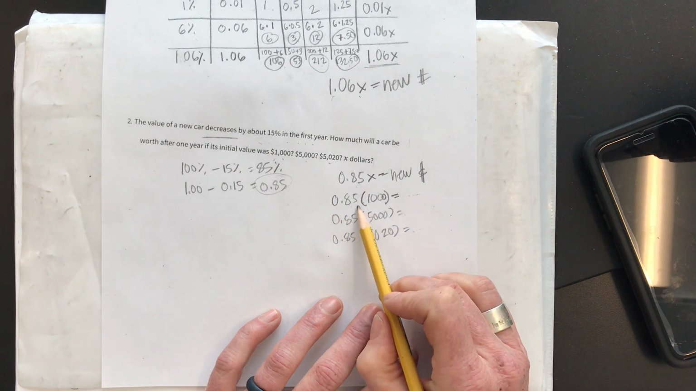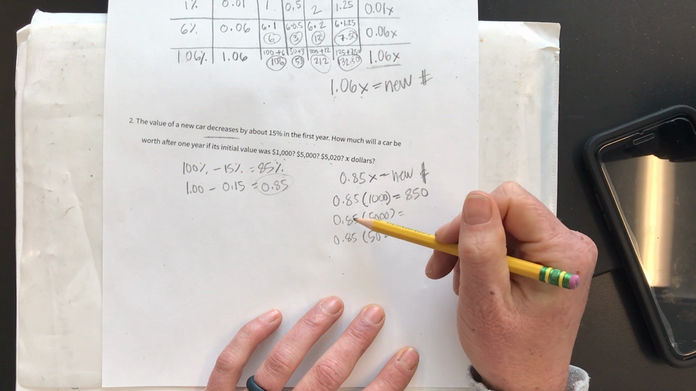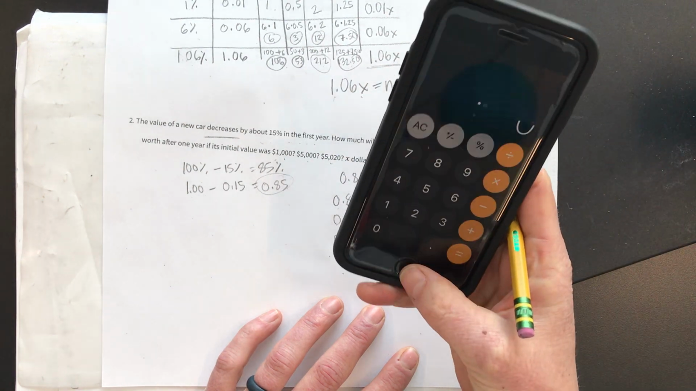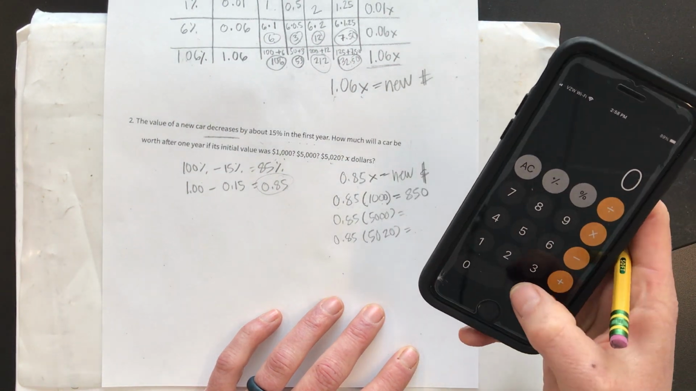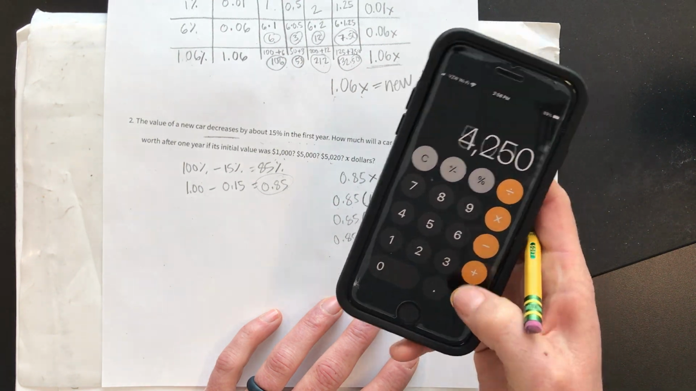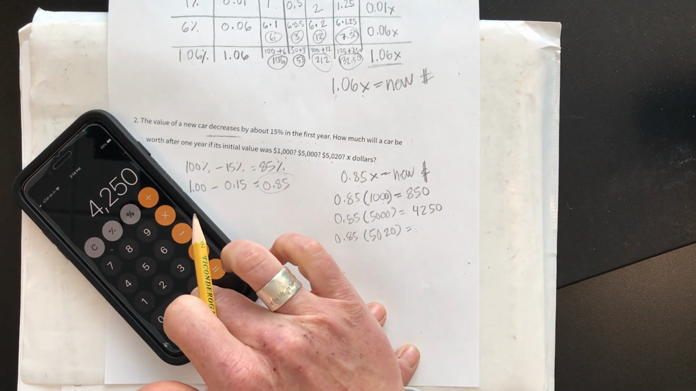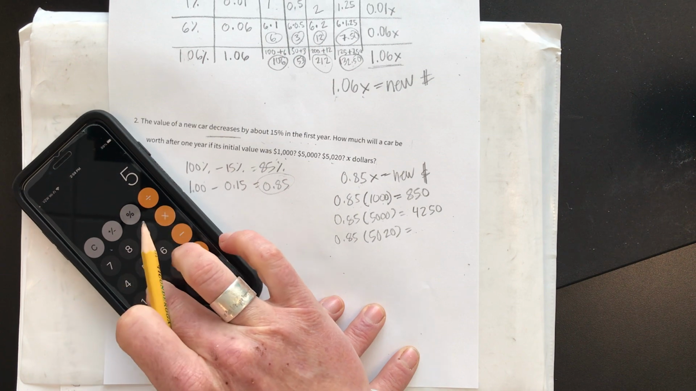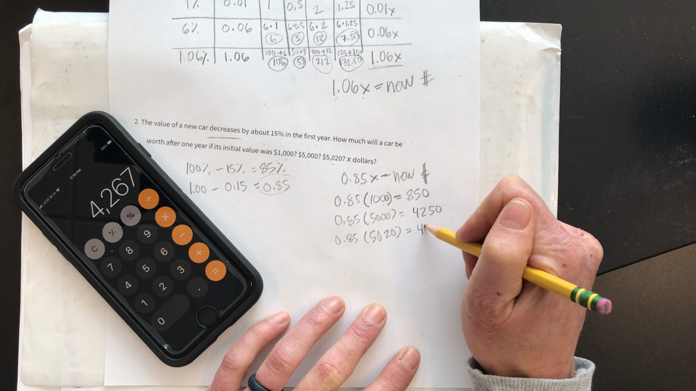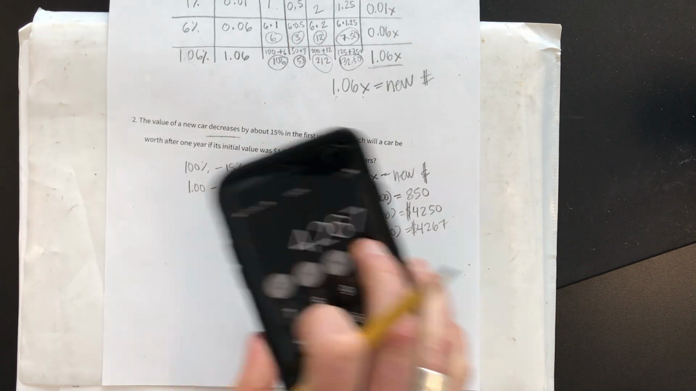And so 0.85 times 1,000, that's going to be 850. What am I doing next? 0.85 times 5,000. I'm going to use my tool here of my calculator. That is fine for you to do that kind of thing. 0.85 times 5,000 is 4,250. That's a cheap deal on a car. And then 0.85 times 5,020 is $4,267.